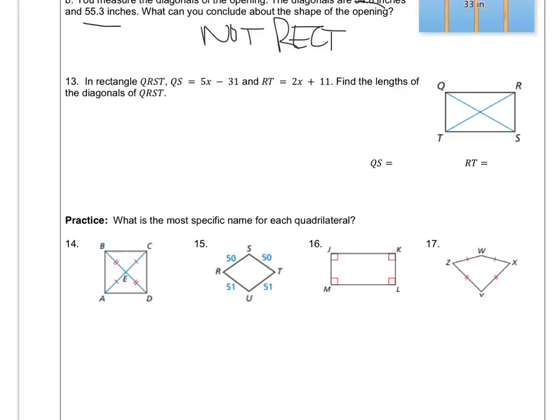You guys do number 13 on your own. When you think you have an answer and you've solved the problem and found QS and RT, let me know.